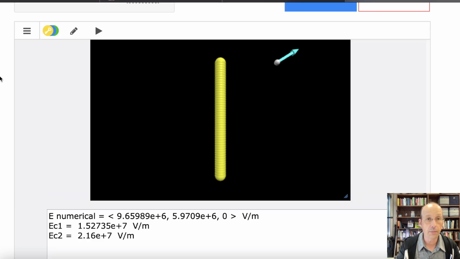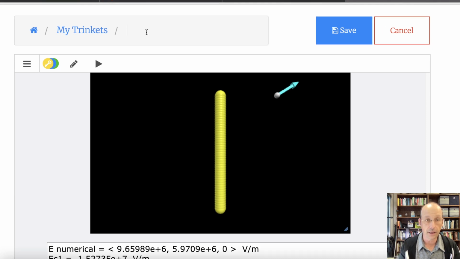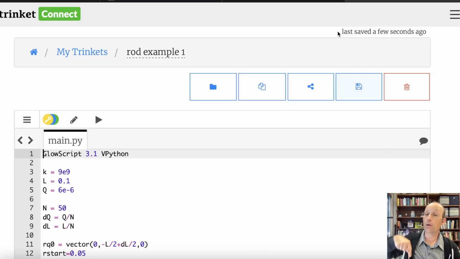Okay, so before I forget, I'm going to save this code because I will indeed forget. Let's say EROD example 1. I don't know why I did that. And down below, the playlist for the rest of the stuff, link to this code, and there you go.